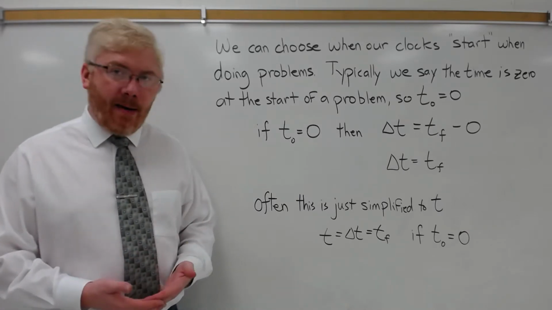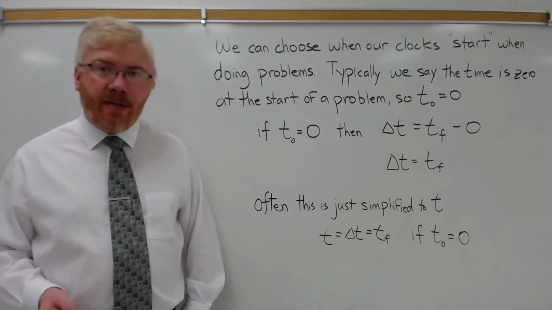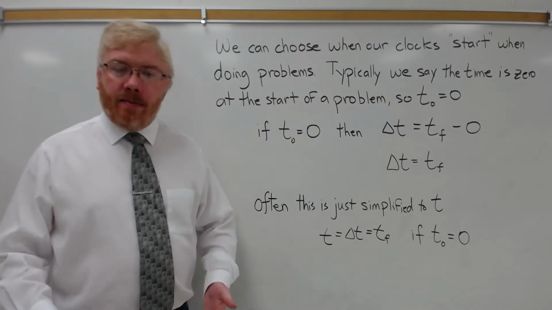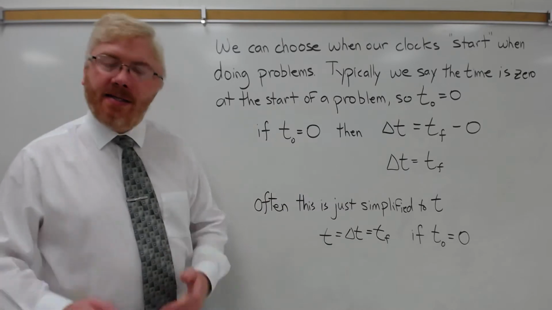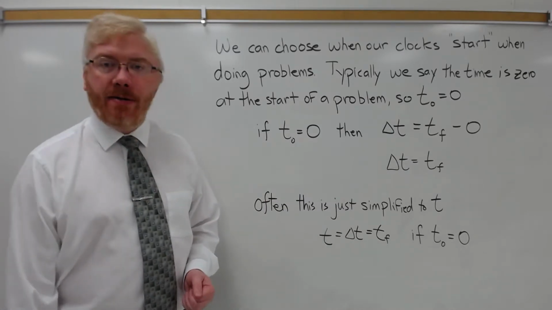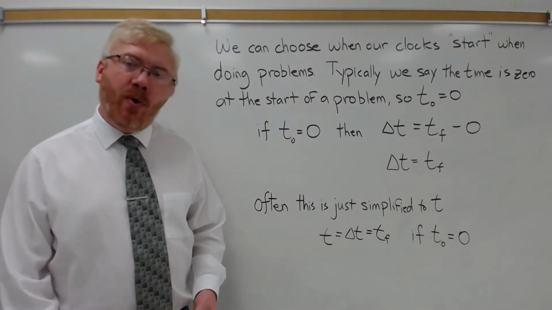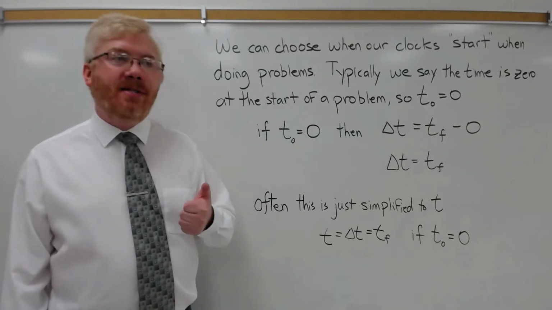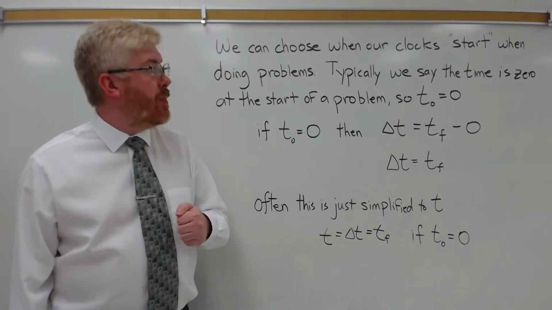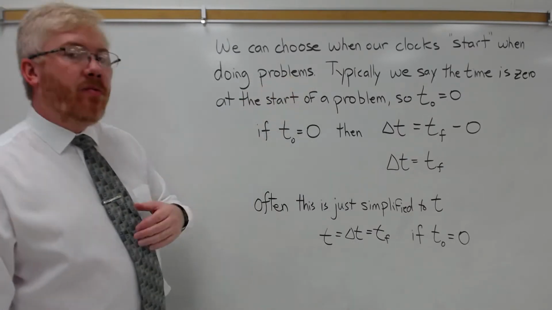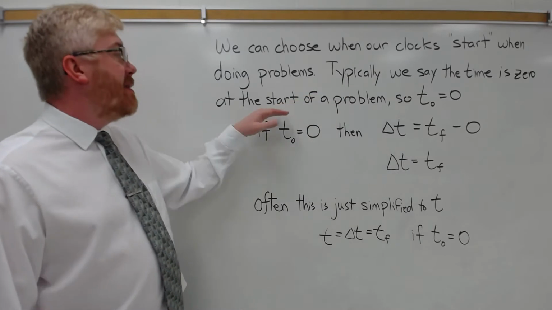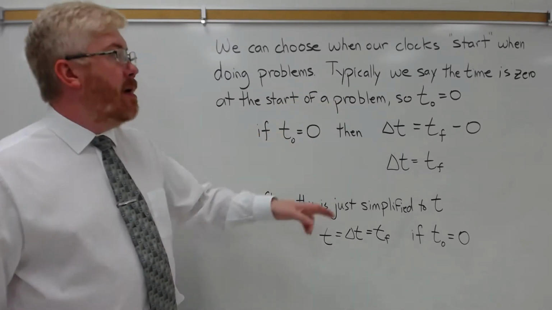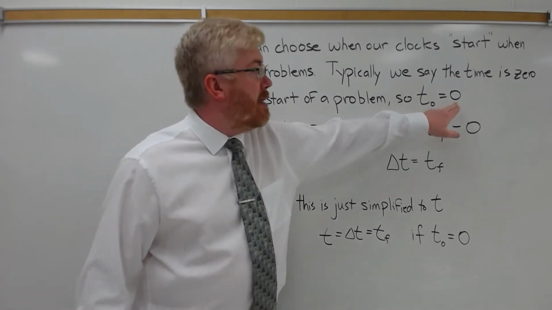With elapsed time, like with displacement, we can choose our coordinate systems. For example, if I move from here to there, I can say my initial position is 0 meters, but I can also say that the time where I start is also 0 seconds. I can choose when I start my imaginary stopwatch. So typically, when we're doing a problem, we say that the time at the start of the problem, the start of the event, is 0. So the initial time, t naught, is equal to 0.